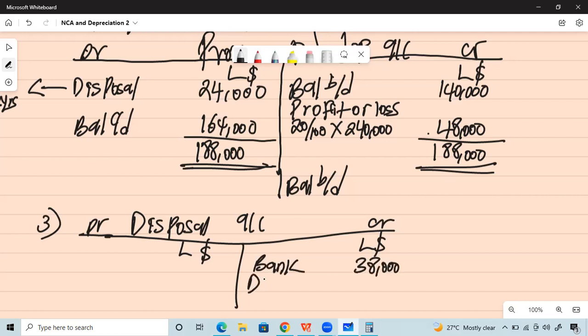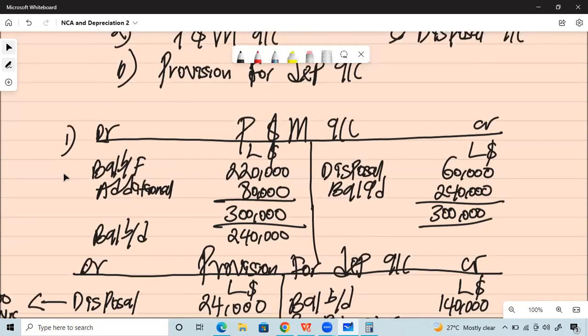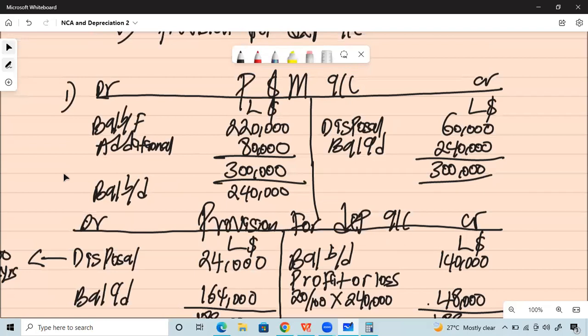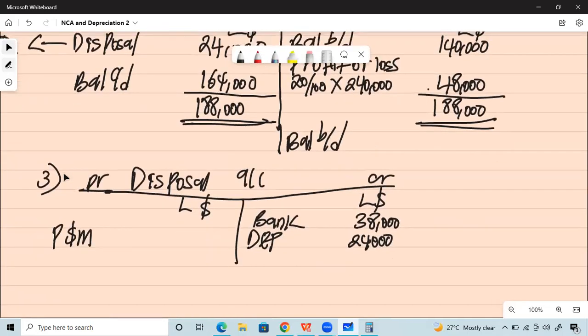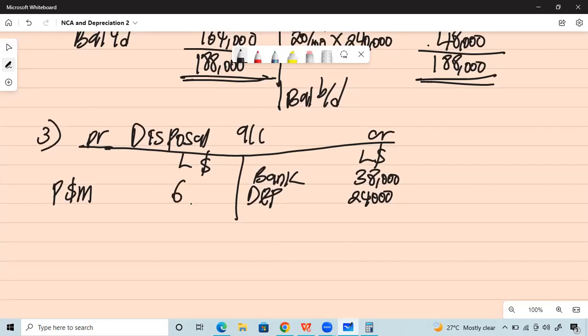Then the depreciation is 24. If you check the assets, plant and machinery, you go up again and check the plant and machinery. Check the first ledger that you prepared, and you can see disposal on the credit side, 60,000. So it's on credit there, so now come here as debit. So this is 60,000.